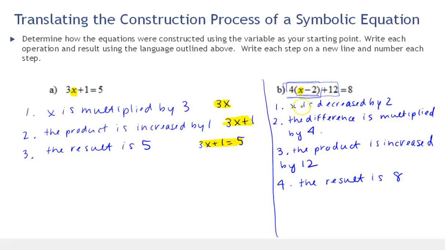The first part, x is decreased by 2. These words are really our answer, but I'm also putting the symbolic steps because it's useful to see. X is decreased by 2. You have the difference and you multiply it by 4. Notice we put the x minus 2 in parentheses because we're multiplying the difference by 4. The product is increased by 12, and the result is 8. And that's our equation.